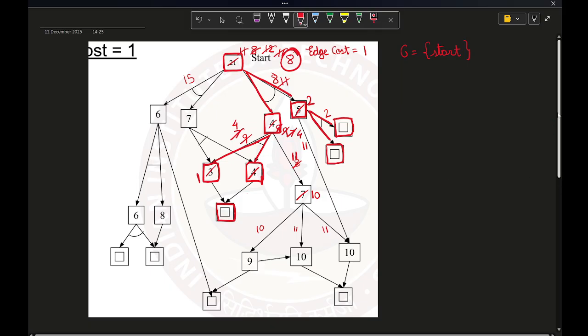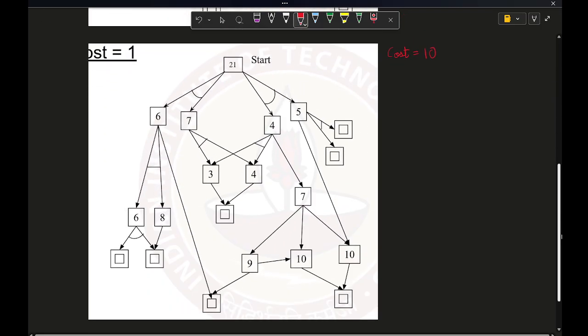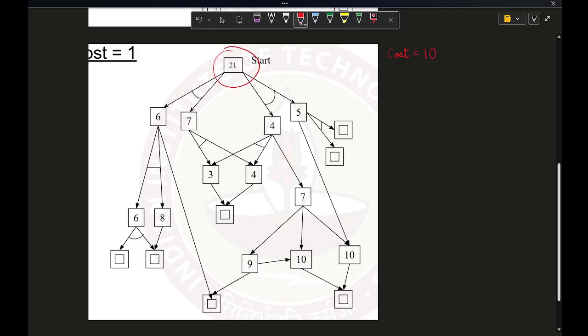Just remember that we have to pick only the minimum, except that if an AND node has children, say two edges, then you have to consider the maximum of that. The only exception is the AND node. 21 is an OR node, so that's why we pick the minimum one. So we pick this side. Whenever we have an AND node, like 4 is an AND node, so we pick the maximum one.